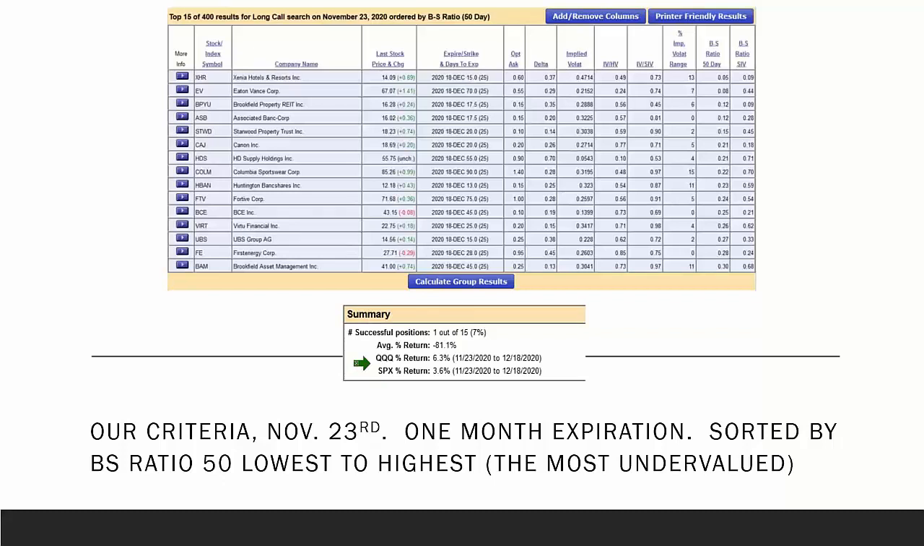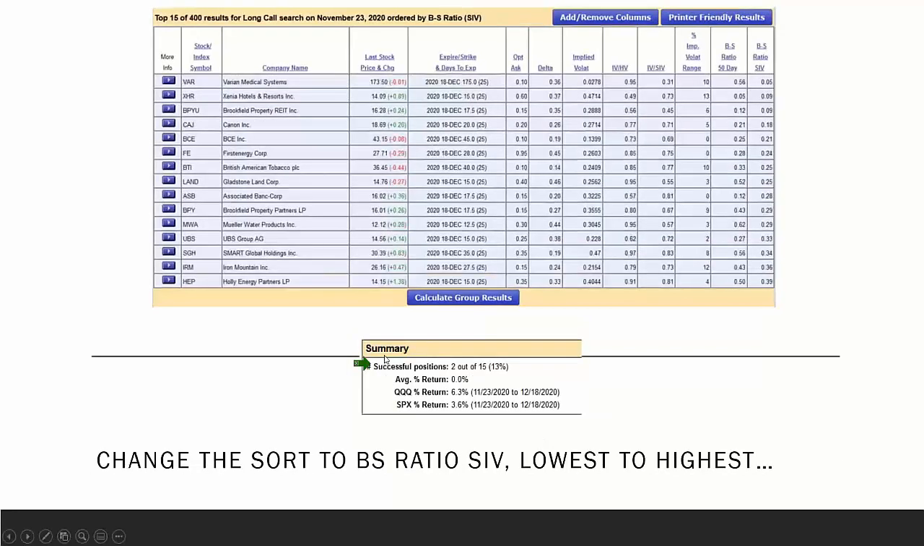Well, we didn't really restrict the results too much because in that case, we were just looking to fully isolate undervalued options. Let's run the same search again. Same date, November 23rd, but now we're going to do Black-Scholes ratio SIV. And this time, 2 out of 15 were successful. But with the gains that we had on those two, with a different sort, it changed the order.